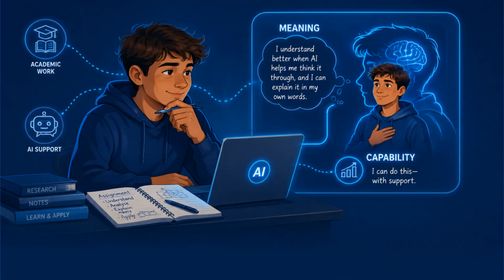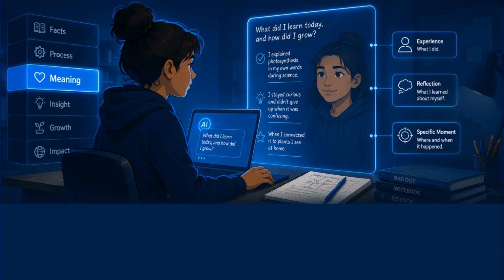A second sub-question was, how do learners make sense of their own capability when they use AI support during academic work? This sub-question focuses on meaning. It asks how learners understand themselves in relation to support. Step 1. Identify the layer. The layer is meaning. Step 2. Decide the lived detail needed. For this layer, you need reflection grounded in experience, not an abstract definition of capability.